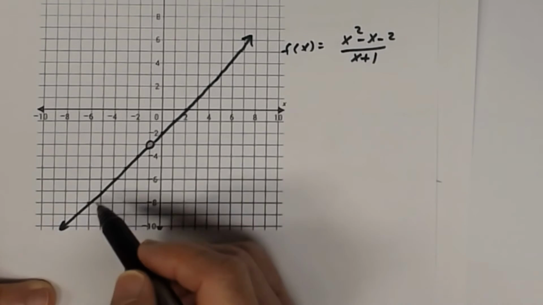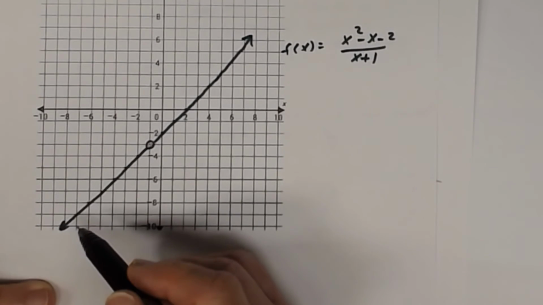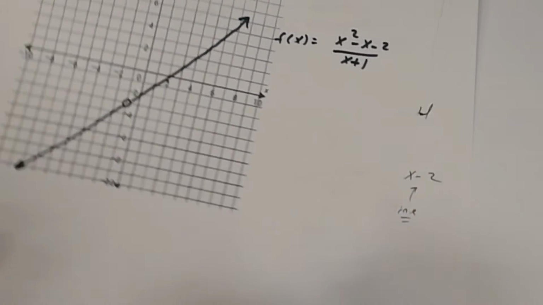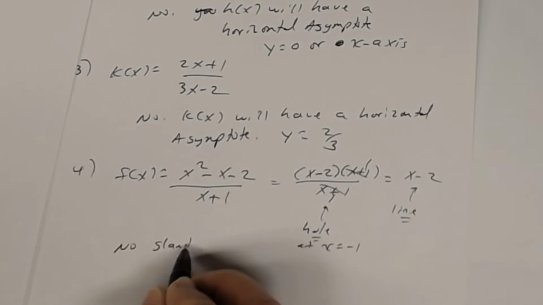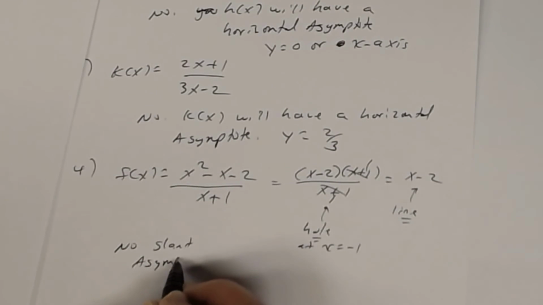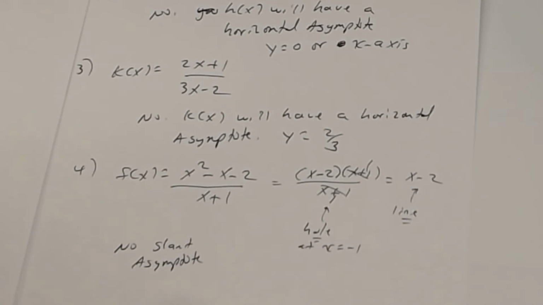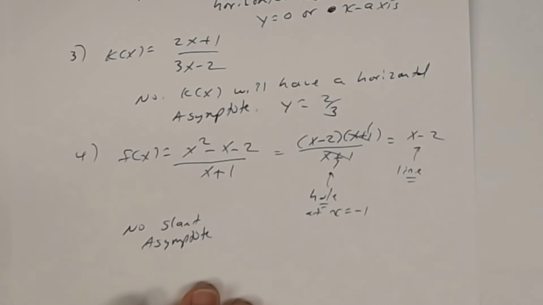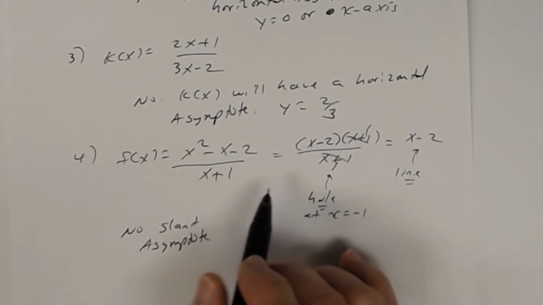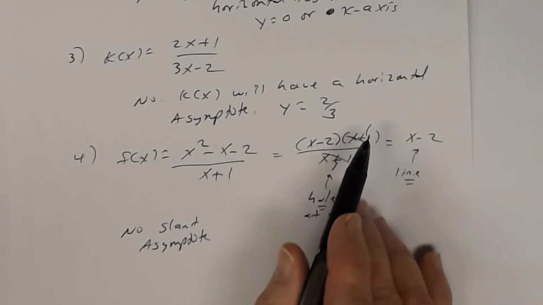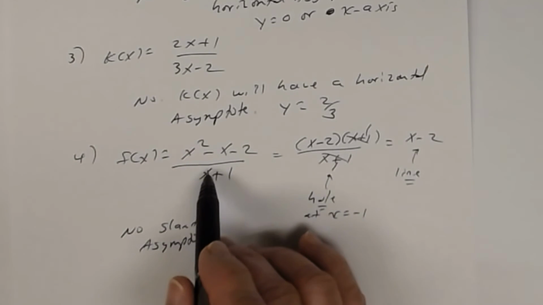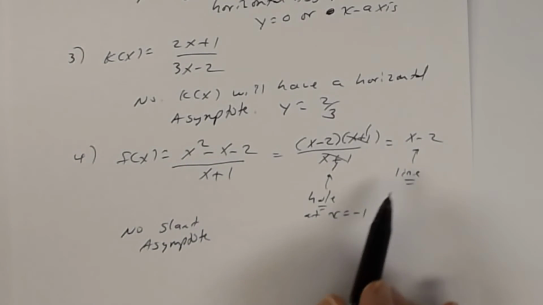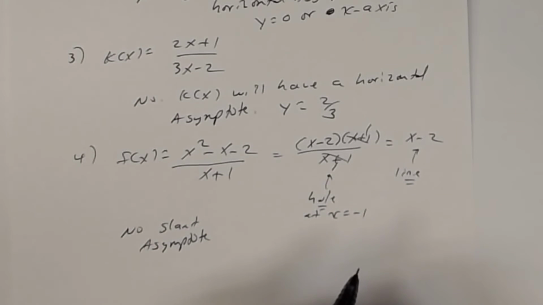So you get a hole there. This is what the graph looks like. So notice there's no slant asymptote. So the answer is no. No slant asymptote. And the reason there's no slant asymptote is because when you factored, the factor in the denominator divided out with a factor in the numerator, and you're just left with a line.